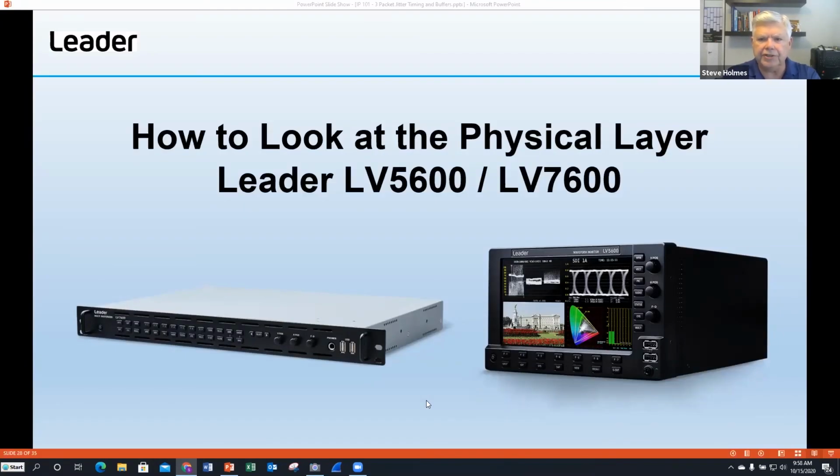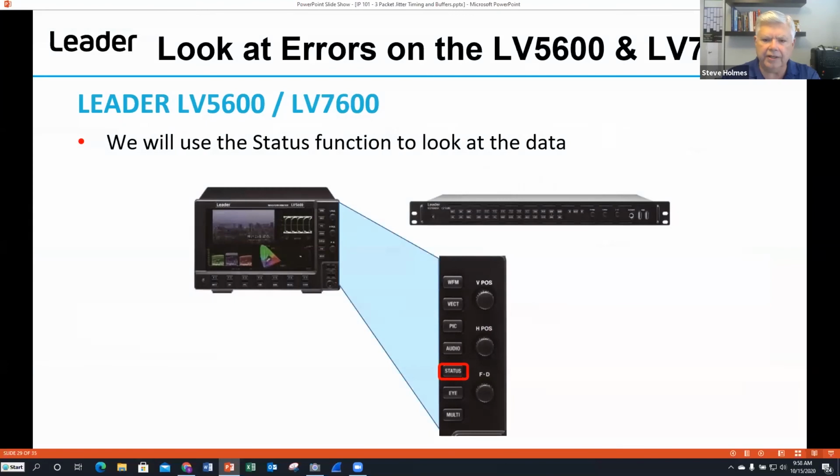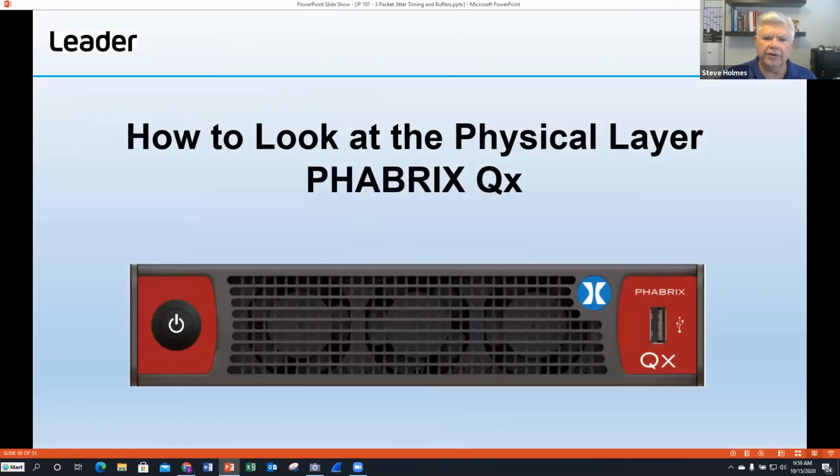On the LV5600 or LV7600, the Leader, all of the IP measurements are done under the status button. So once you hit the status button, and you're looking at an IP flow, all of the IP measurements will be presented to you under the status button for IP.